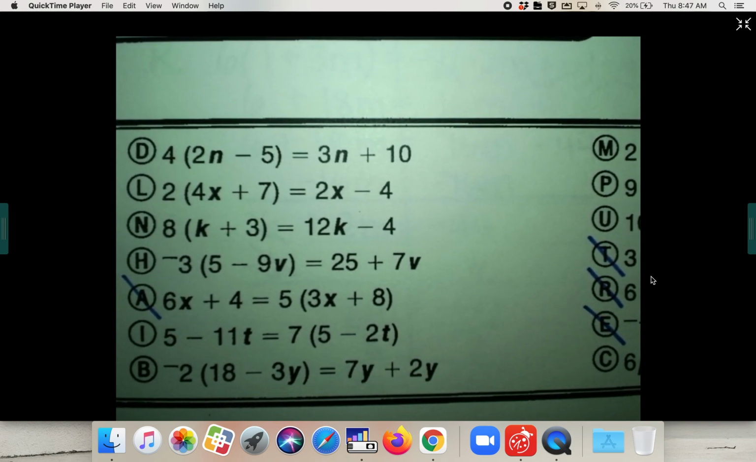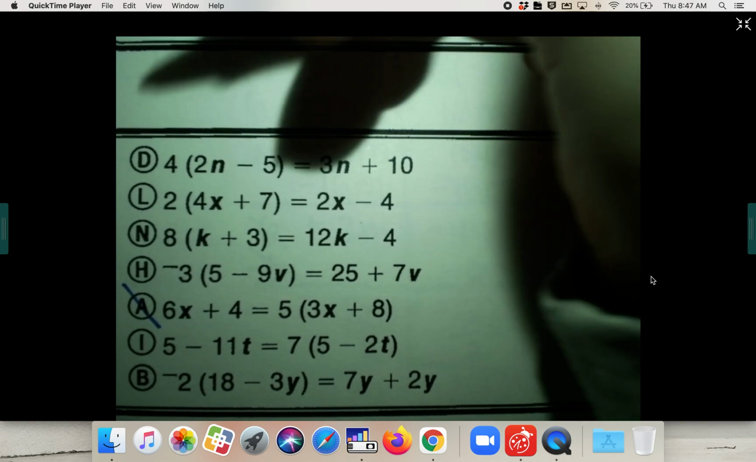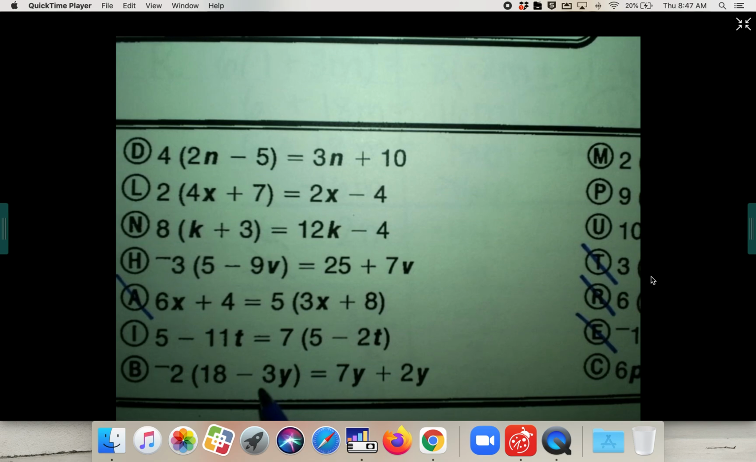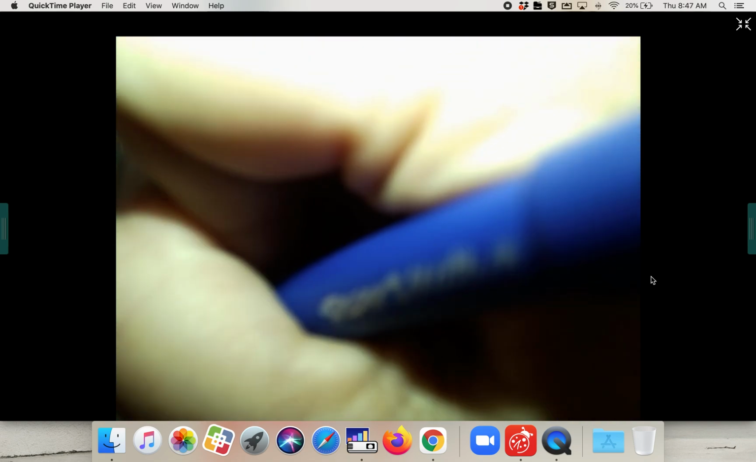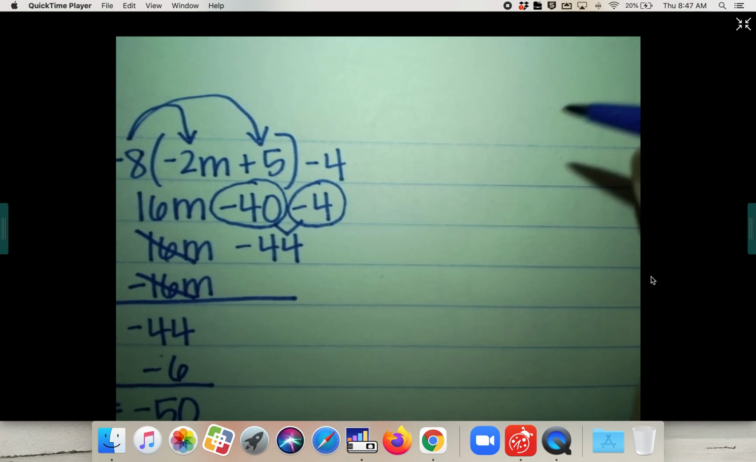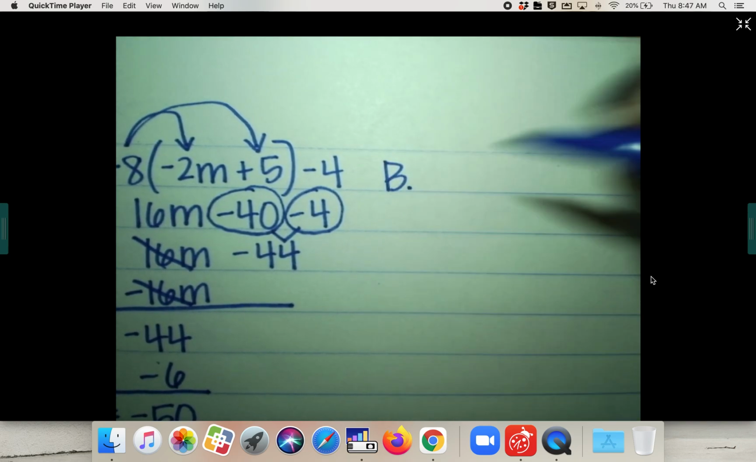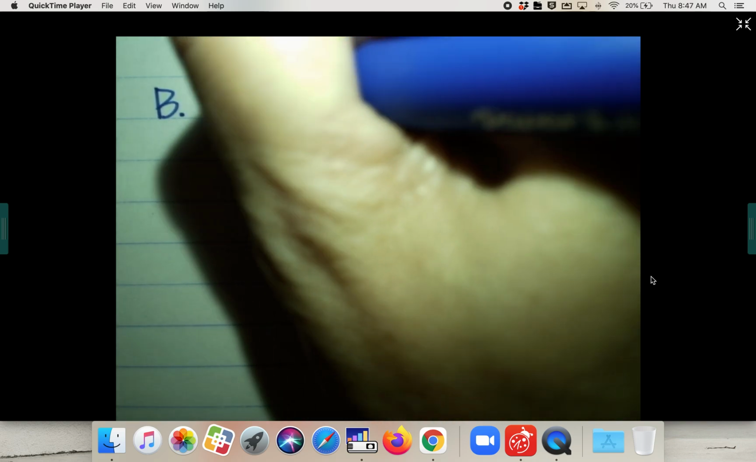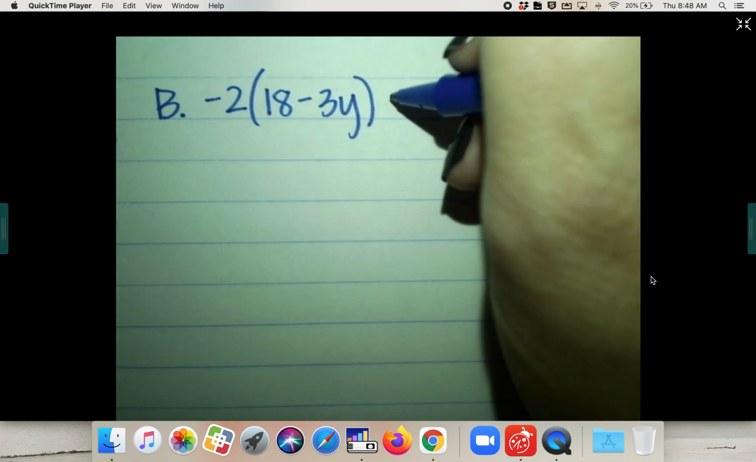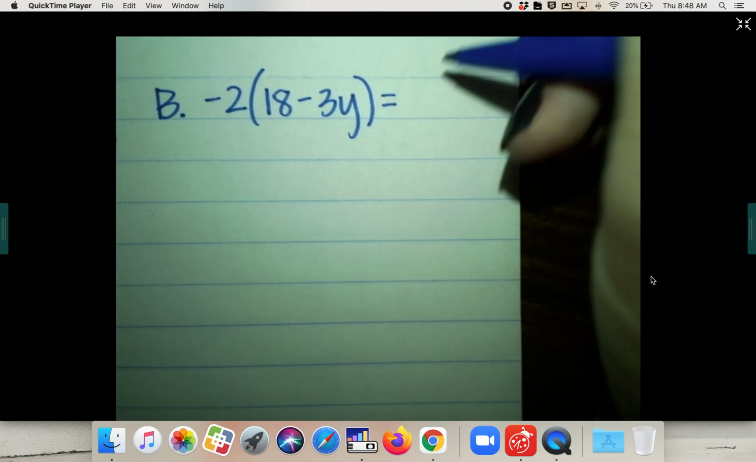D. The, oh, B at the bottom? Okay, B, sorry, B. All right, so here we go. We are going to do B. B's equation is -2 times the quantity 18 minus 3y equals 7y plus 2y.